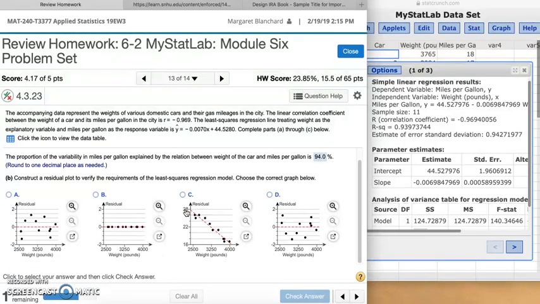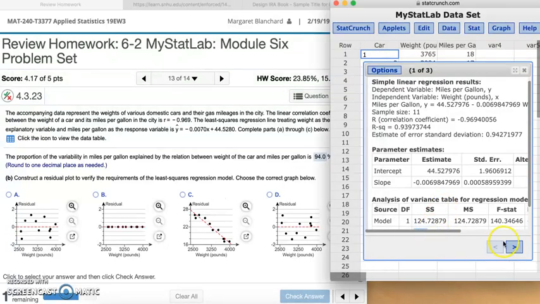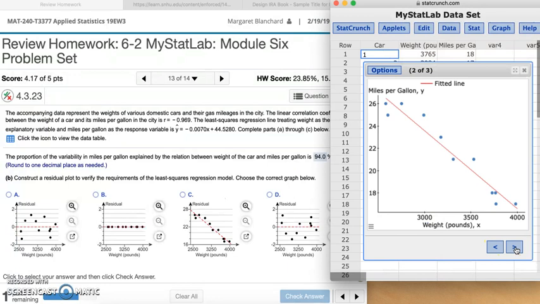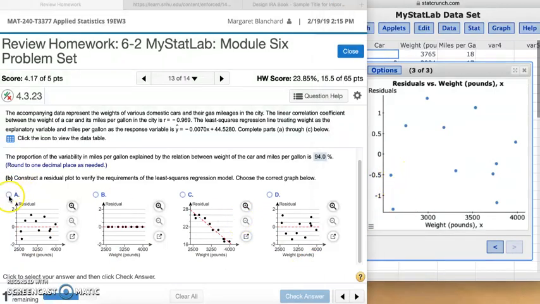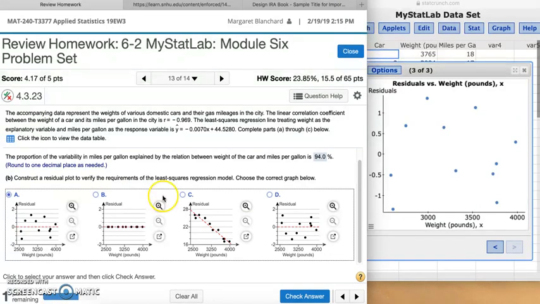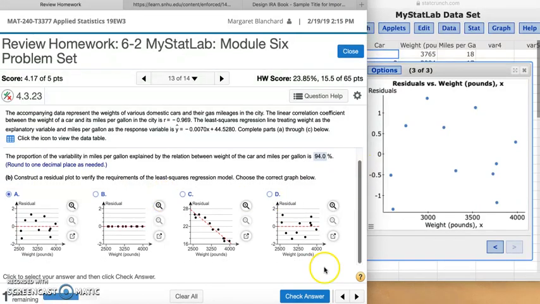All right, construct a residual plot to verify the requirements of the least squares regression model. Choose the correct graph below. Isn't it great that we just did that? So that's our regression line. Here's our residual plot, so you can do a quick look. Obviously, we don't have this straight line, so it's either going to be A or D. Just looking quickly, I can tell you we've got these 2 points down here that match up with these 2 points down here. This is what we're looking at is A, but you can easily eyeball and check the other ones.